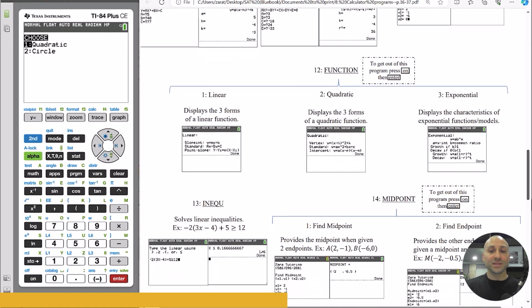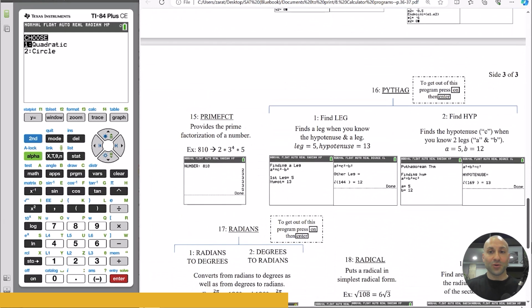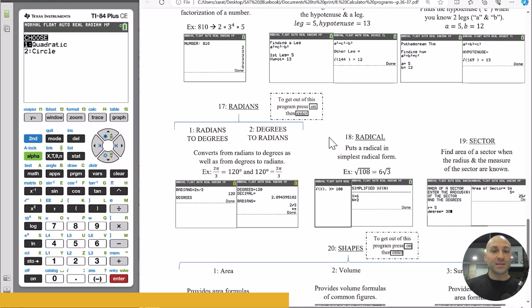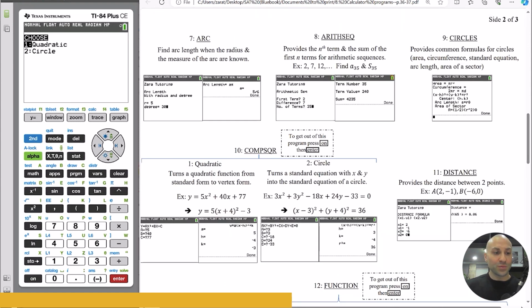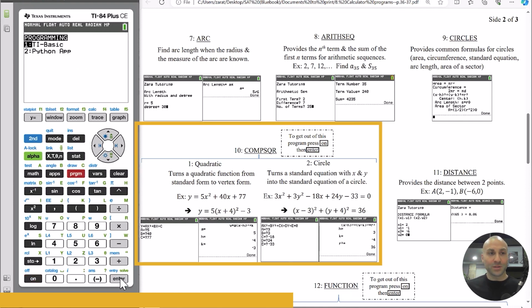And also you'll see that I have a note in the upper right corner next to each program where it says to get out of this program, press ON and then ENTER. So very important to remember. So for example, if I want to get out of this program because I decided I didn't want to be in it, we just press ON and then we press ENTER and then we're out. But we want to be in the program, so let's go back to it.